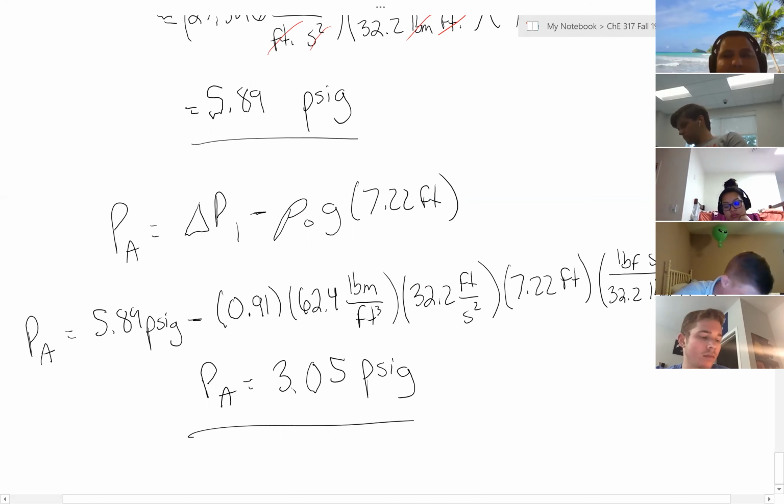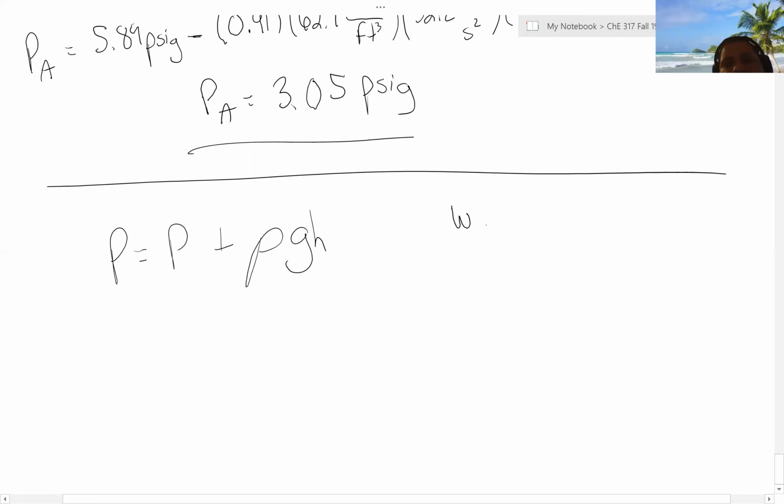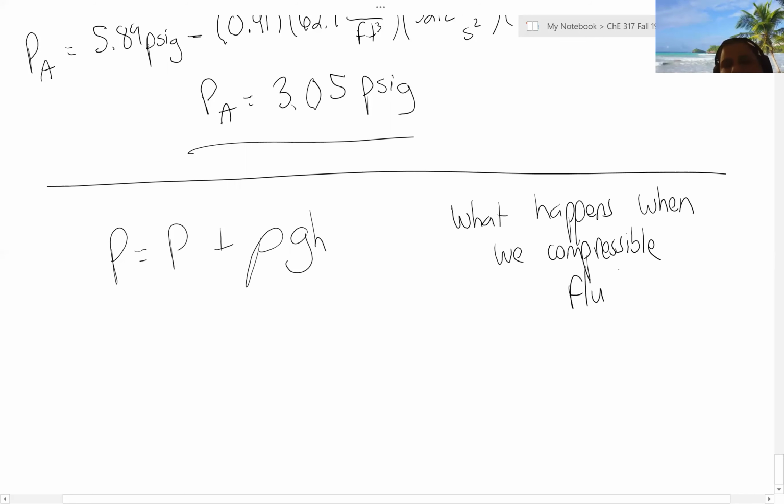All right, so now we've been looking at fluid statics as it applies mainly to incompressible fluids, right? And we came up with an expression, P is equal to P naught plus rho g h. So what happens when we consider compressible fluids? What's going to change in our expression?